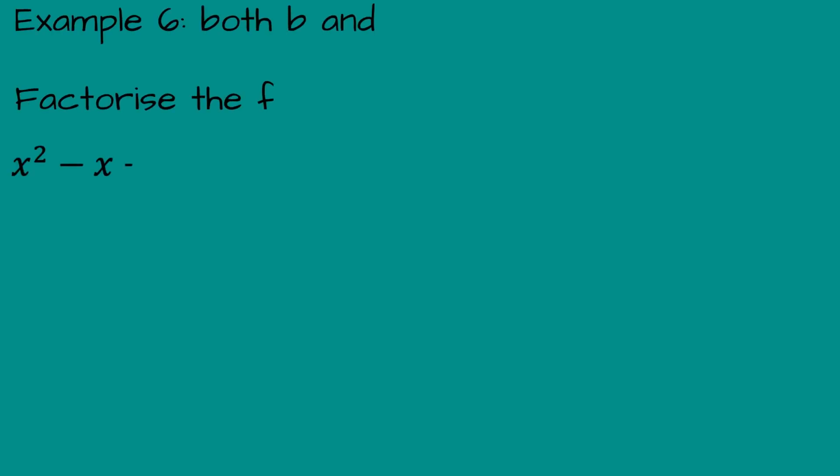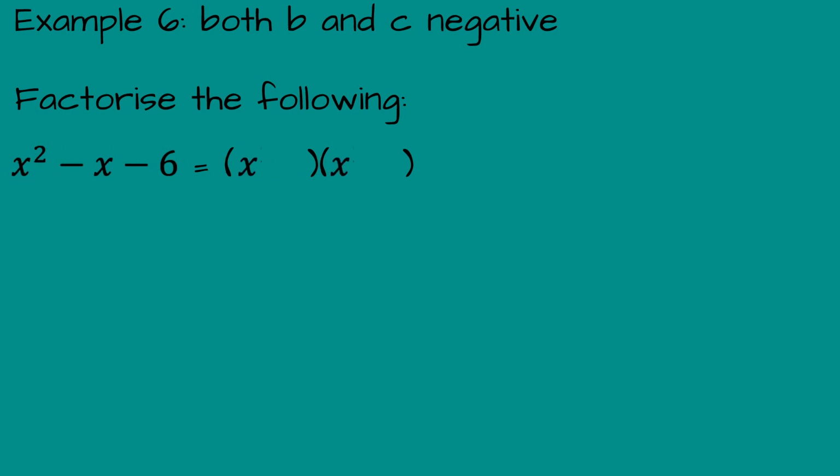For the next example, consider the situation where both the x term and the number are negative. We factorize to two brackets, putting an x in each, which gives us the x squared term when we multiply out our brackets. This time b and c are negative. You need to find two numbers, one to put in each of the brackets, that multiply together to give minus 6, as c is minus 6, and when added together make minus 1, as b is minus 1.